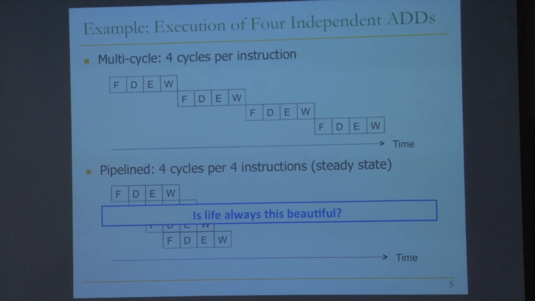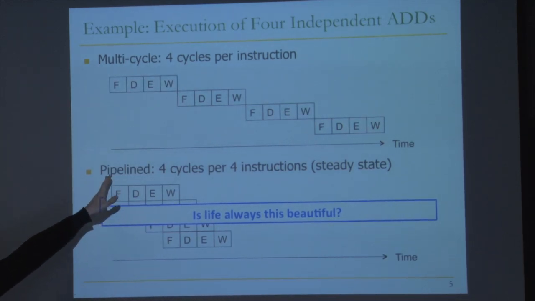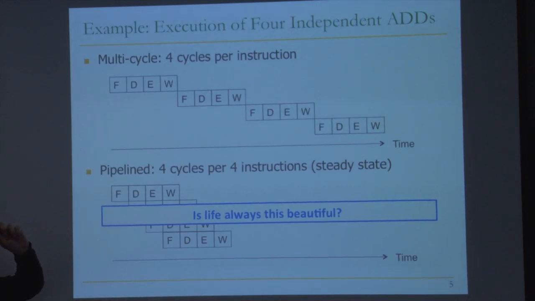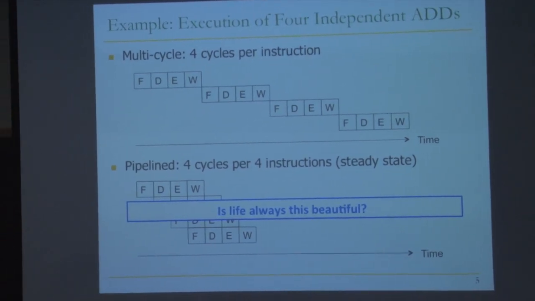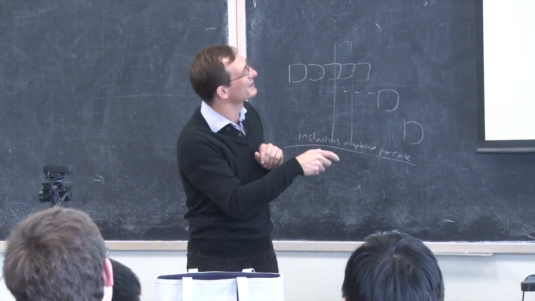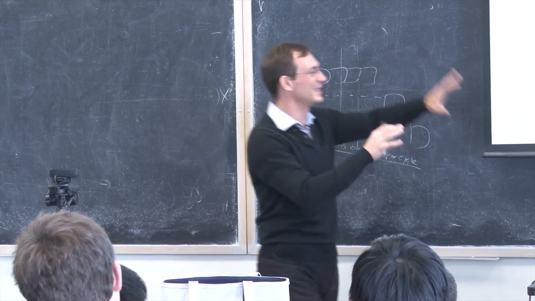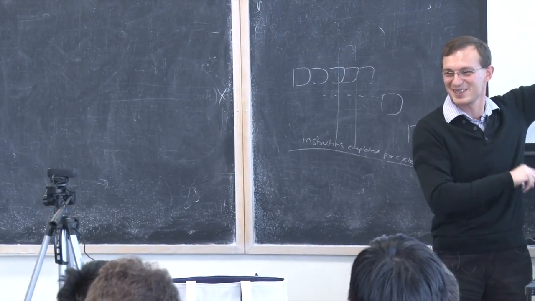Okay, I'll ask this question. Is life always this beautiful? So what's the assumption here? That you always know what instruction to run next. That's right. That's one good assumption. What else? The data is always ready when you need it. That's right. Basically, these are 4 independent adds, right? Hopefully they don't need the data from each other in this case.